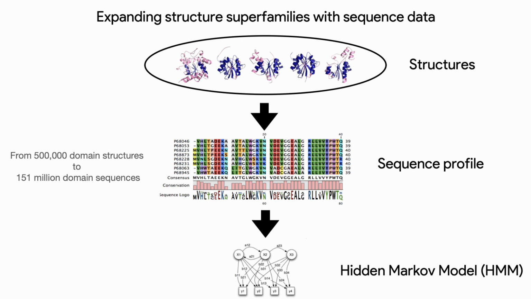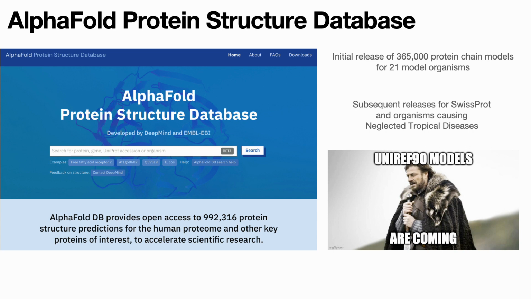million domain sequences. So 1 year ago, Google DeepMind revolutionized protein structure prediction when they entered the CASP competition, and they made their code available and a collection of models available through the AlphaFold protein structure database in collaboration with EMBL-EBI. The initial release of 365,000 protein chain models was for 21 model organisms, with subsequent releases for Swissprot and organisms causing neglected tropical diseases. There is also a rumor going around that they're going to release models for the whole of UniRef90, and they're coming in the future at some point.